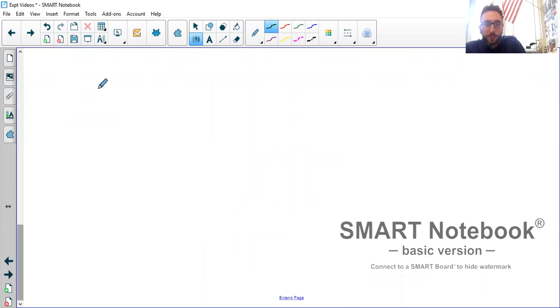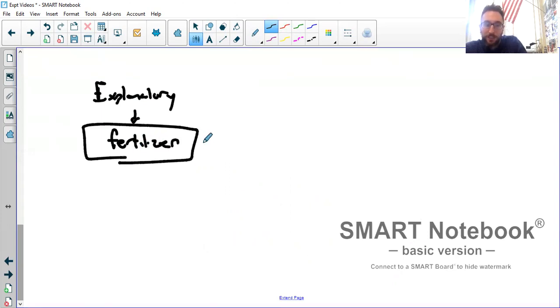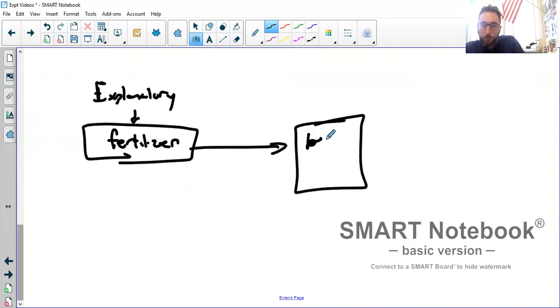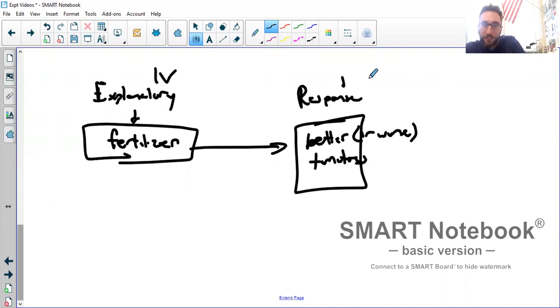So our goal is to see how our explanatory variable, which is our fertilizer use, causes better growth of tomatoes or something like that. That's the goal, to show that the fertilizer maybe leads to better tomatoes, or it could be worse. Maybe my fertilizer is like poison or something. So we want to see how this fertilizer connects to this response variable. And these are just some statistical vocab, but this is the same thing as the IV and the DV.